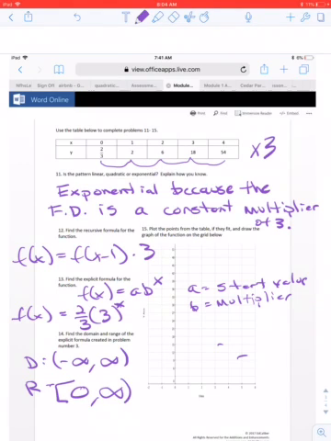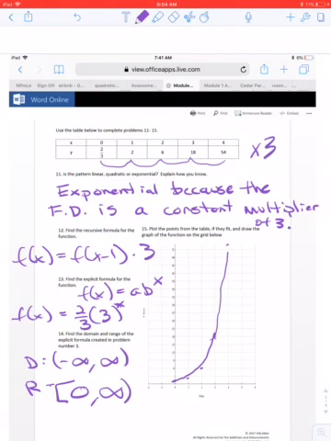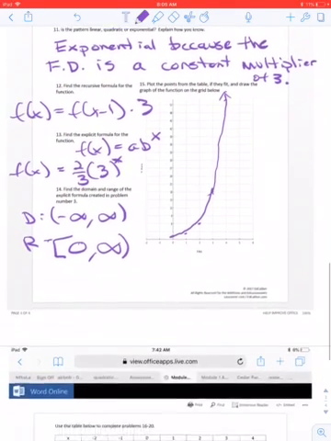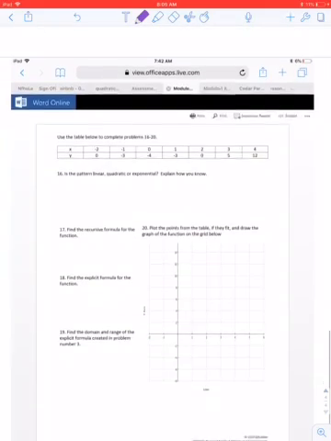And then the graph. Okay, the graph, all we have to do is just plot the points. So we got 0, 2/3, 1, 2, 2, 6, 3, 18, 4, all the way up there, 54. And you can see this jumps much quicker than the quadratic. So there is our exponential equation. Okay.